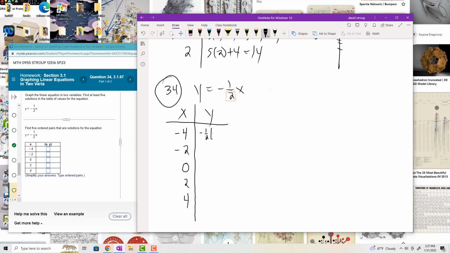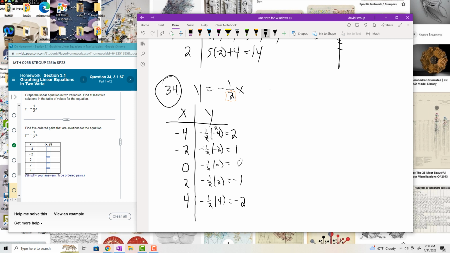So -1/2 times -4, negative is positive. 1/2 times 4, 2 goes in the 4 2 times, so that would just be 2. And then -1/2 times -2, that will be positive 1. And then -1/2 times 0, anything times 0 is 0. -1/2 times 2 is -1. -1/2 times 4 is -2.